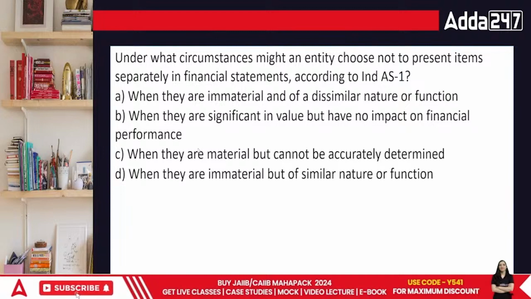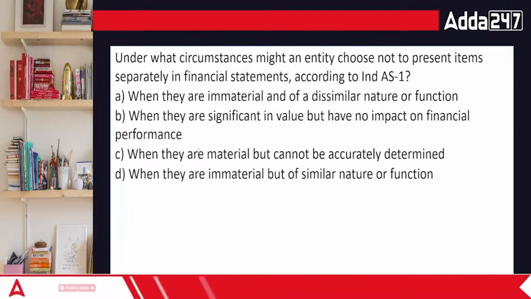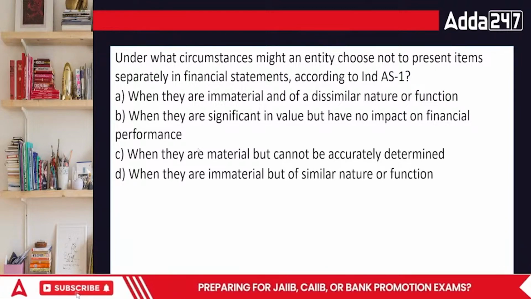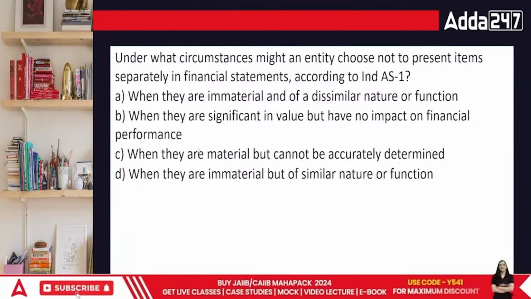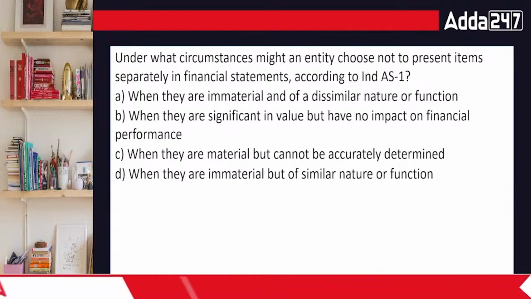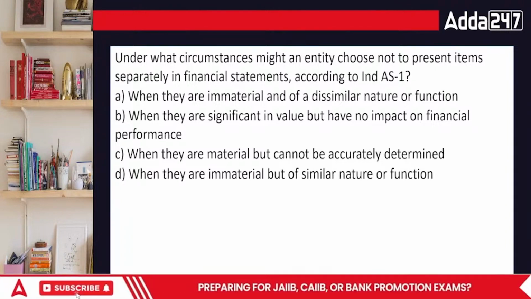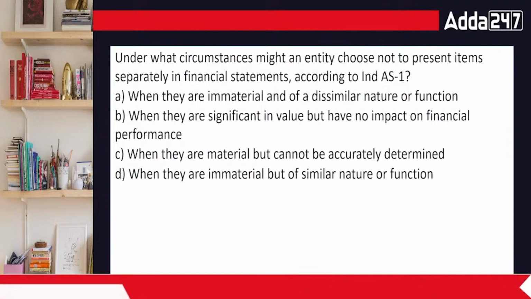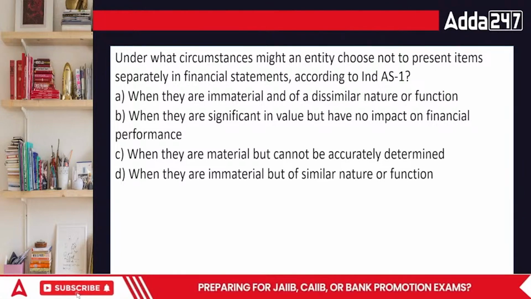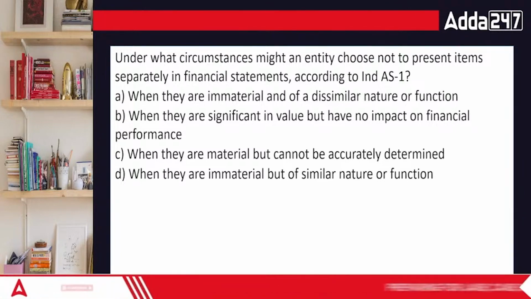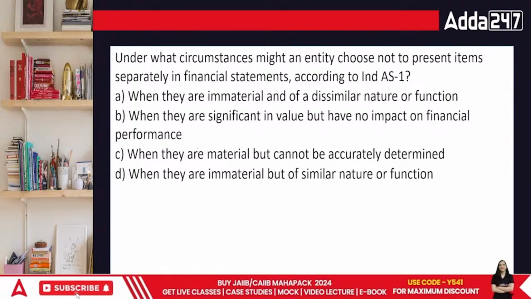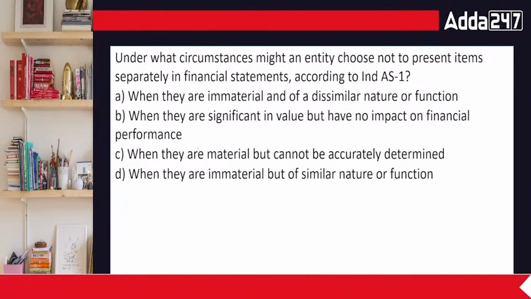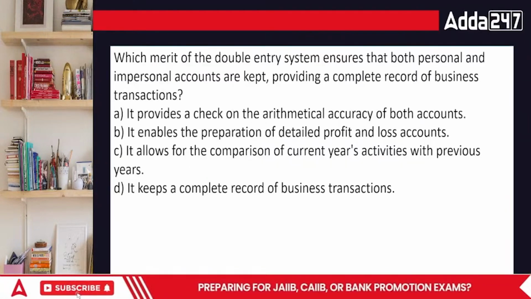Whatever is very immaterial and very dissimilar in nature, you don't really have to tell it. But all the significant items which affect the decision making of the company, they should be told in advance. Otherwise, the company can face major problems because of this. That part is definitely correct. Done, everyone? So in this case, the correct answer is that when they are immaterial and dissimilar, then you need not tell anything about it.